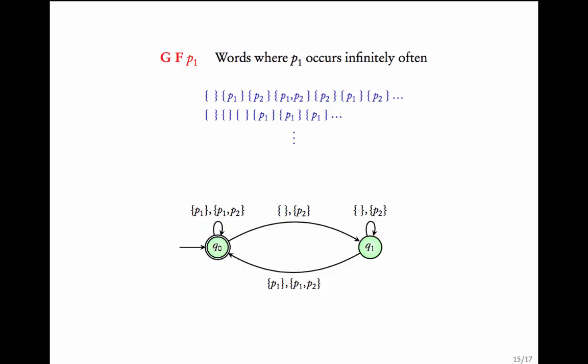This is similar to the automaton for A occurs infinitely often. In a previous unit, we have seen an automaton for the language A occurs infinitely often over the alphabet A, B. Here the alphabet is different. What we need to do is that as long as you see a letter that contains P1, you stay in this state. The moment you see a letter that does not contain P1, you go to another state. As long as you don't see P1, you stay in this state. When you see P1, come back to this accepting state. Any run that visits Q0 infinitely often would have seen P1 infinitely often, and any word in which P1 is seen infinitely often would visit Q0 infinitely often. So this is the automaton for GFP1.